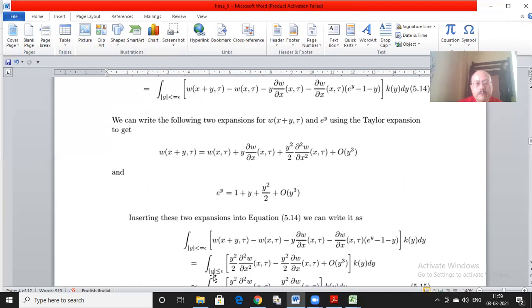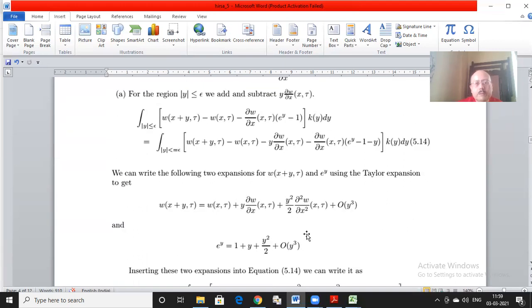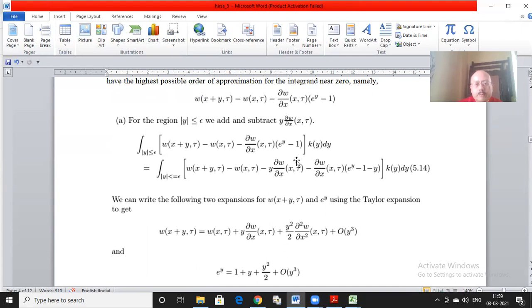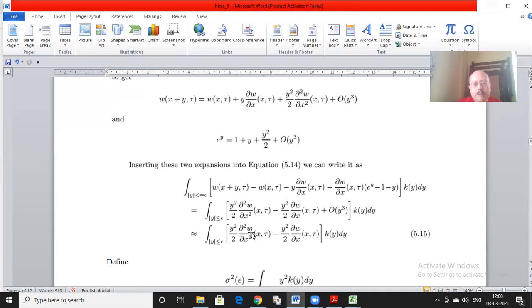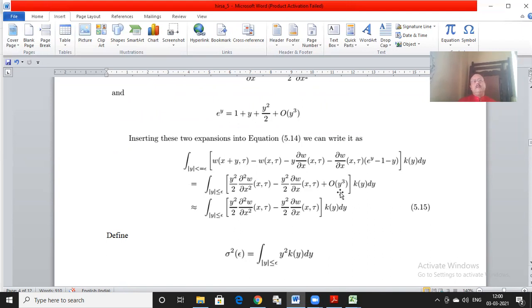If I put them in this equation, what I will get is the following expression. Remember that w(x + yτ) minus w(x) minus τy ∂w/∂x, because these two terms can come to the left hand side. If I put them together, I will be left with this ∂²w/∂x² term. Similarly, for the e to the power y expansion also. So what I get in the integrand is this ∂²w/∂x² y²/2 term, then this term for the e to the power y expansion, y²/2 ∂w/∂x again, because it was outside, and the error of approximation, the order of the error, y³.